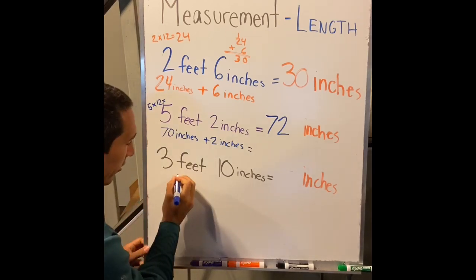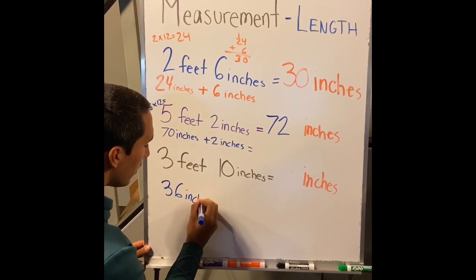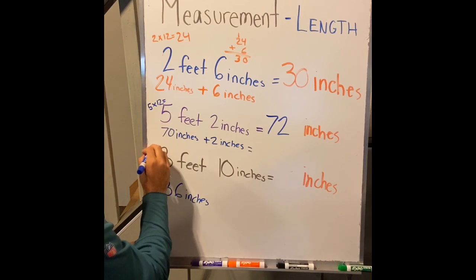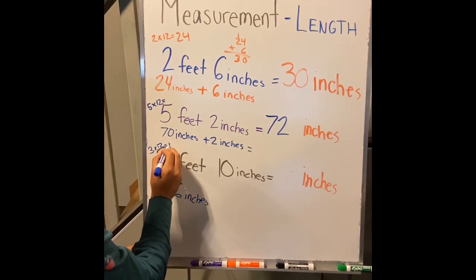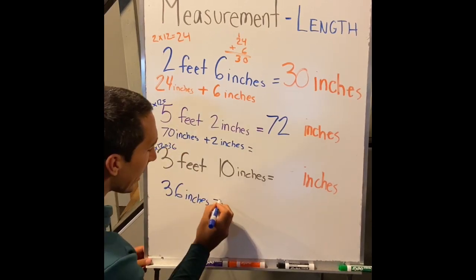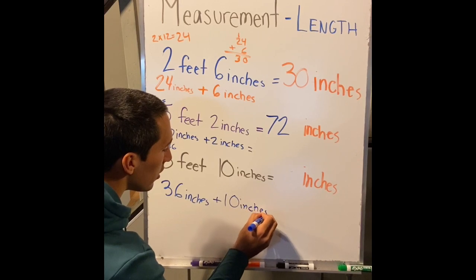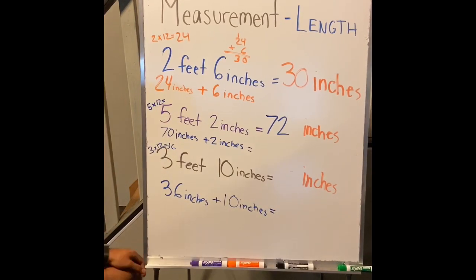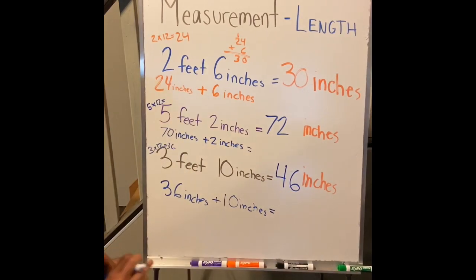Okay, my 3 feet would have given me 36 inches. Remember, 3 feet times 12 inches in a foot gives me 36. Now I'm going to add the other 10 inches. 36 plus 10 gives me 46 inches.